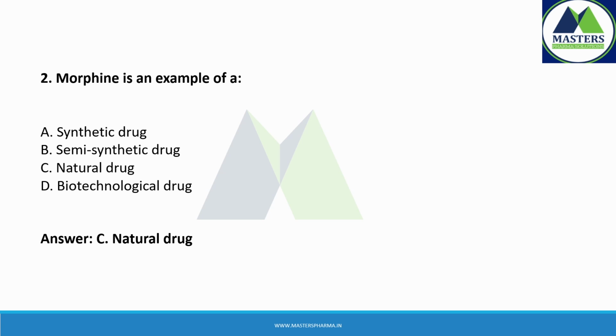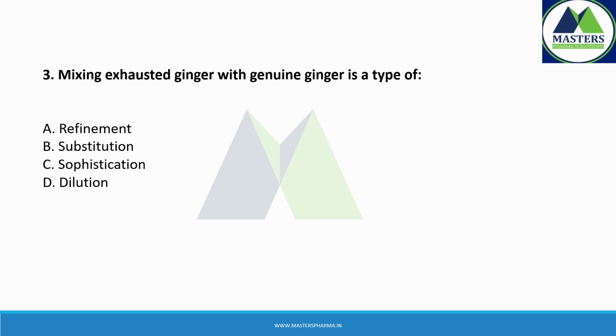The next question. Mixing exhausted ginger with genuine ginger is a type of dash. Options: refinement, substitution, sophistication and dilution. Here the correct option is option B, substitution. Mixing exhausted ginger with genuine is considered substitution because the exhausted ginger is replacing part of the genuine drug with a cheaper, inactive, inferior version of the same material. So the correct option is substitution.